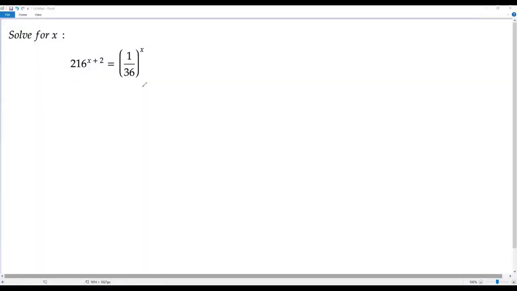Here we have an exponential equation. In this exponential equation, we have to solve for x. That is, we have to find the value of x. Whenever we have an exponential equation and we want to solve for the variable, our first work is to get the same base on both sides of the equation.